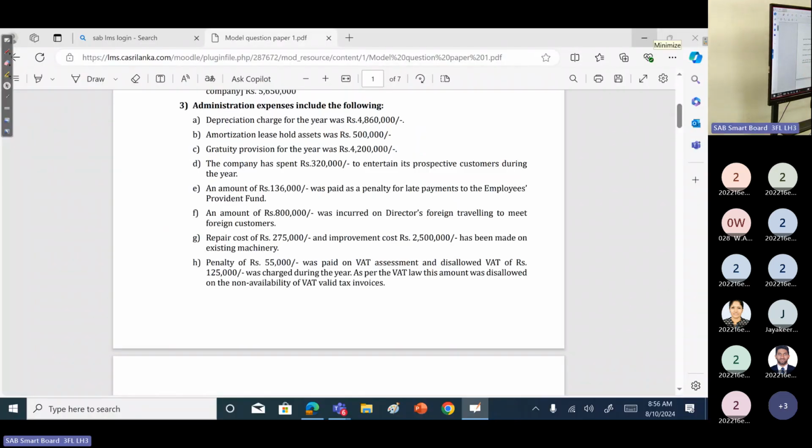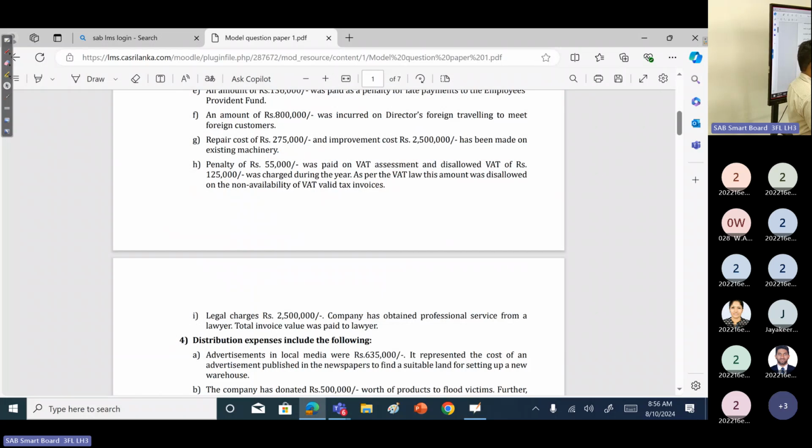Right. So then directors visited foreign buyers. Maybe they are going to attract and contract or sort out some buyers matter. So whether that particular expenditure is allowable or not allowed. It is an allowable deduction. It is incurred in the production of income. So repair cost, yeah, could be allowable. You have to check whether that particular asset is used in the production of income. That's the only condition, right?